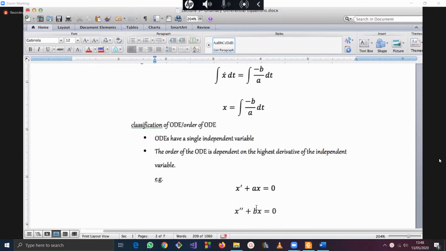Now, if you check on this one, we have said that the order is dependent on the highest derivative of the independent variable. What's the independent variable? X. X is the only variable we have. Now A, in that particular case, we assume A and B are constants, right? I should have mentioned that. A and B are constants. So the only variable here is X. So when you go here, the derivative is 1, and here the derivative is 2.